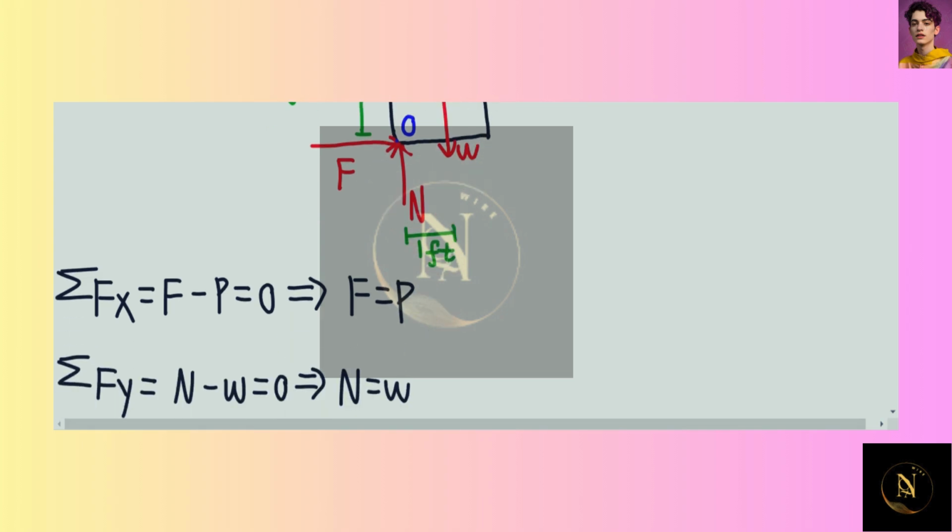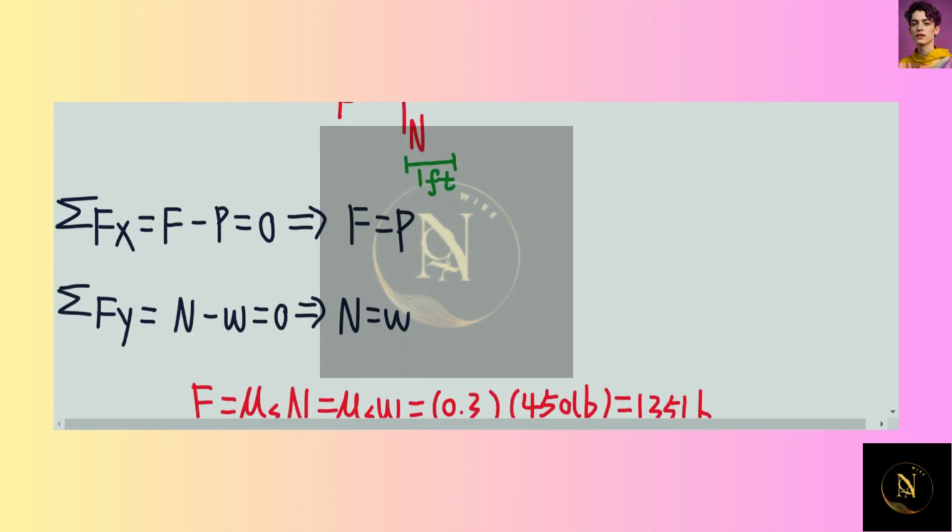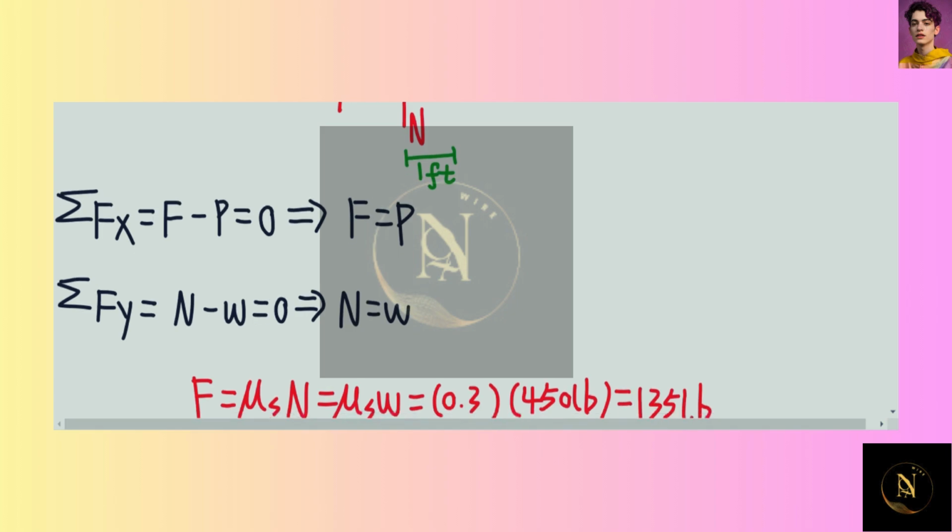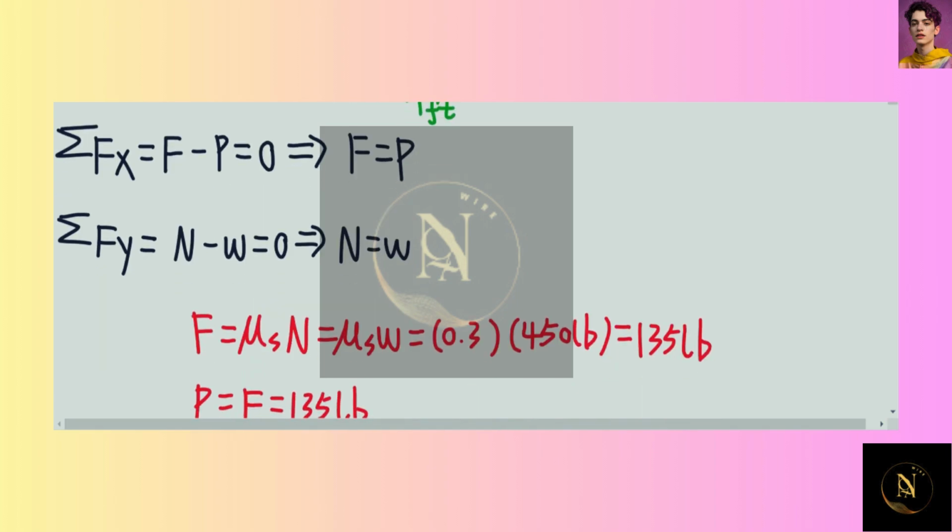And then in the y direction, we'll have a normal force minus the gravity of the crate is equal to 0. And this will give us normal force is equal to gravity. So we know the friction in this case can be equal to mu_s N. Mu_s here is the coefficient of static friction between the crate and the floor. And this can be equal to mu_s N, which is equal to mu_s W, since N equals W.